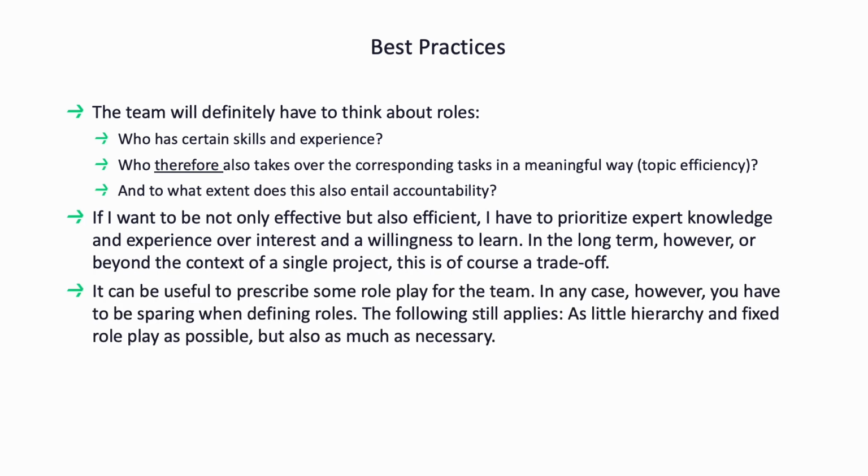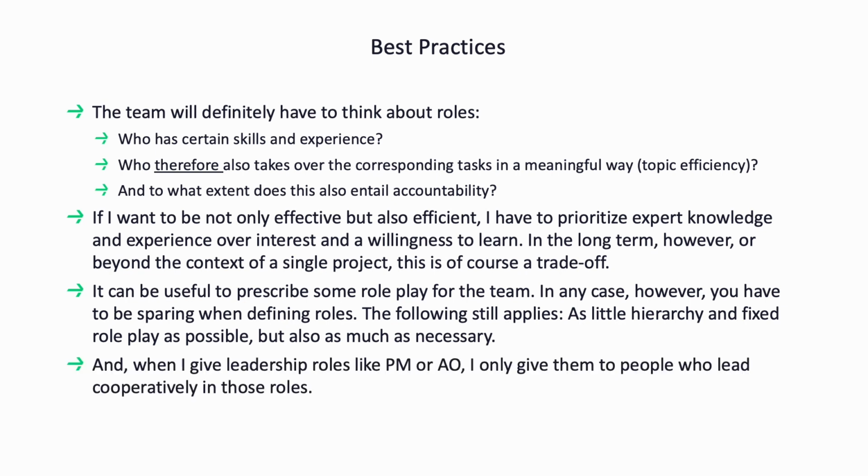In any case, however, you have to be sparing when defining roles. The rule remains, as little hierarchy and fixed role play as possible, but also as much as necessary. And if I assign leadership roles such as AO or PM, then only to people who lead cooperatively in these roles and are not micromanagers. Otherwise, I'm taking the principle of agile development completely ad absurdum. So much for team roles.